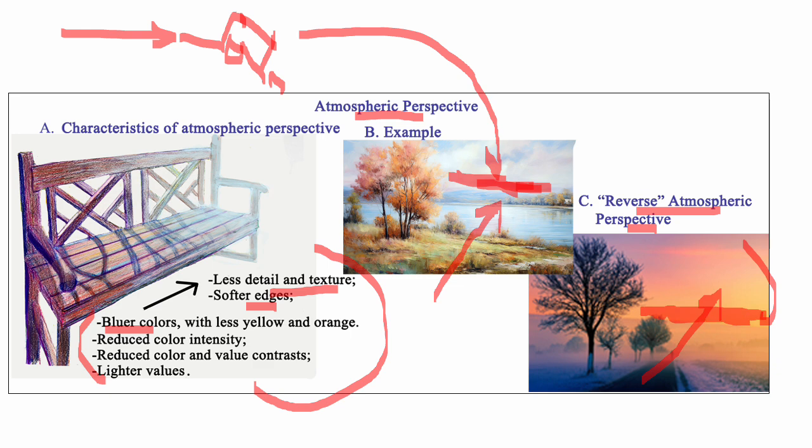But it's still a scattering of light. So we see all these other changes with supposed reverse atmospheric perspective. So you're still going to see less detail and texture, softer edges, etc.